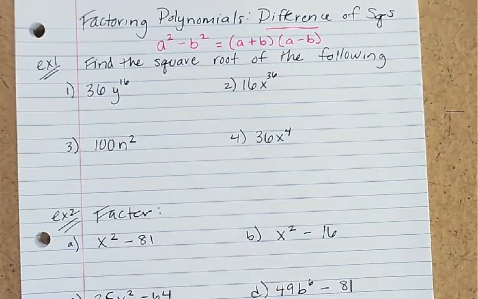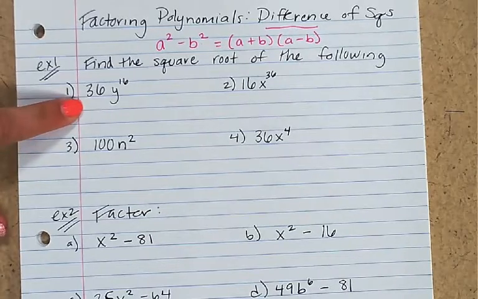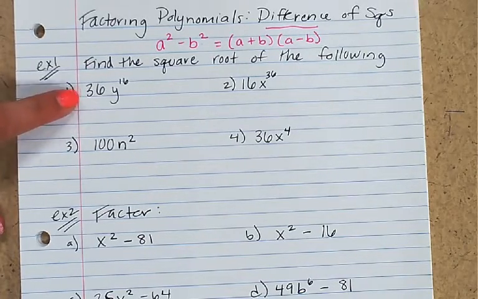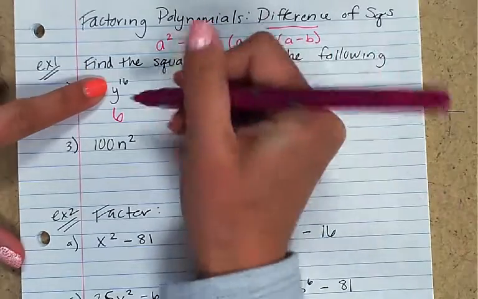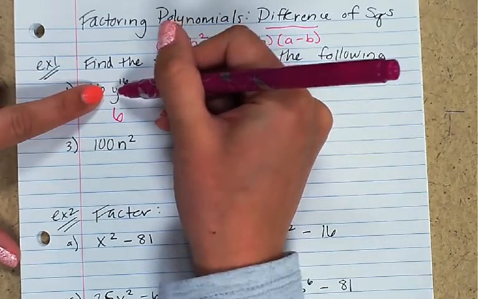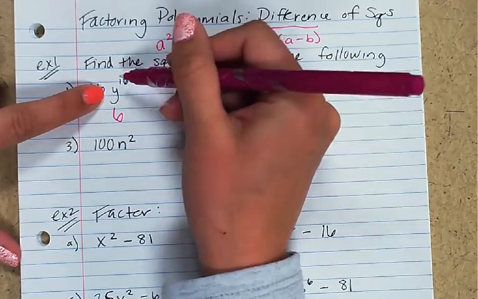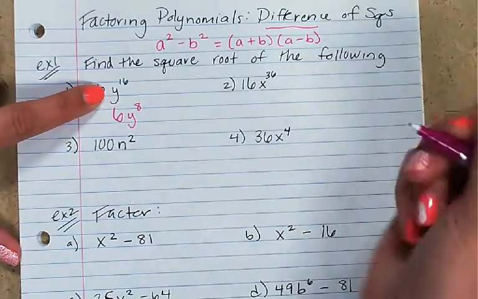So there are a lot of questions on the quiz that just ask you to find the square root of certain values. If I had to find the square root of 36y to the 16th, the square root of 36 is 6. And when you have an exponent, you just divide it by 2. So to square root y to the 16th, I divide the 16 by 2, and this is 6y to the 8th power.